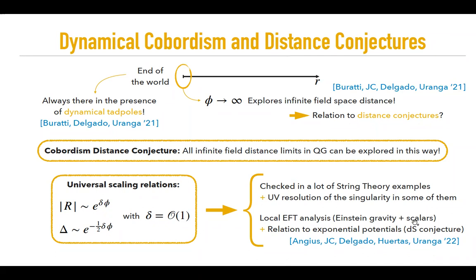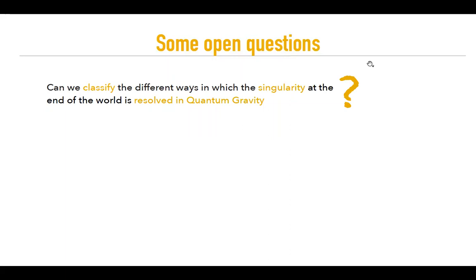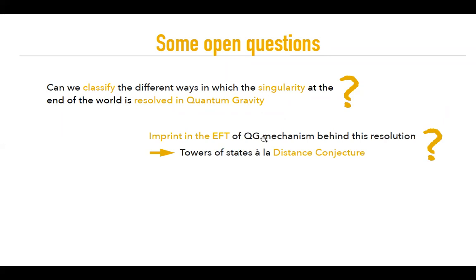Okay, so since this is a discussion, of course, let me end up with a couple of open questions. First, I think it's very hard actually, but I would really like to classify the different ways in which the singularity can be resolved in quantum gravity. You know that there is more than one way, but how many of them are there, and how do they work? For instance, in string theory. Also, is there any imprint in the effective field theory? Because quantum gravity fixing the end of the world must have some imprint.